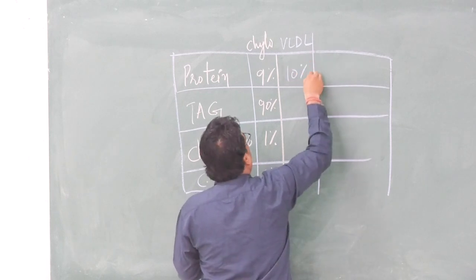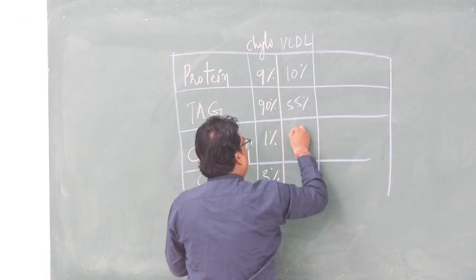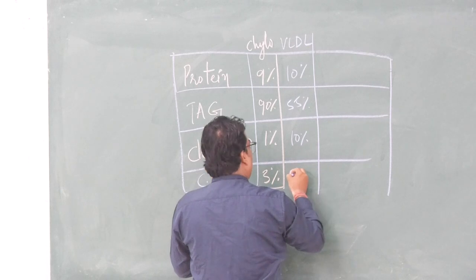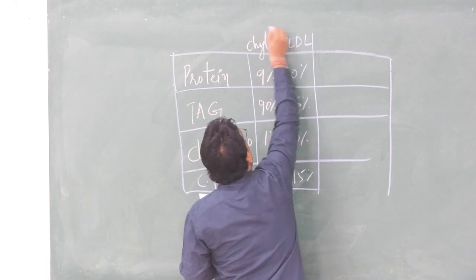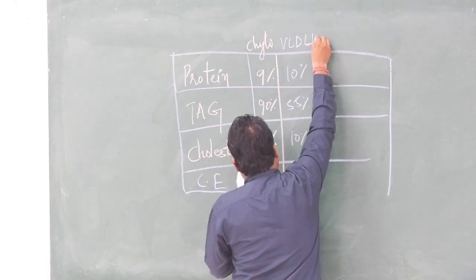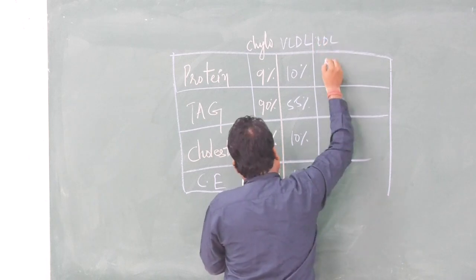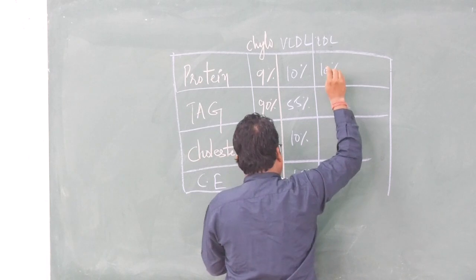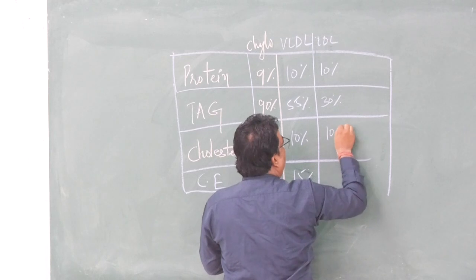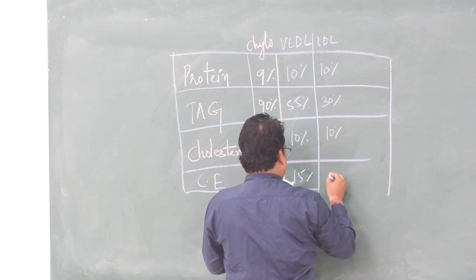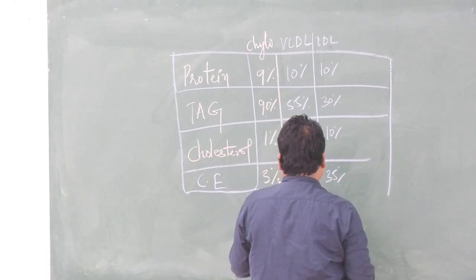VLDL contains 10% protein, 55% triglyceride, 10% cholesterol, and 15% cholesterol ester. IDL contains 10%, 30%, 10%, and 35%.